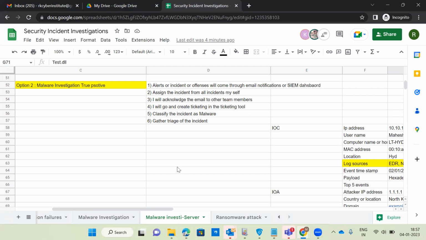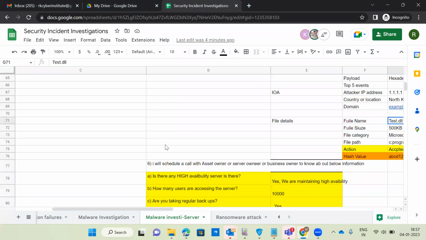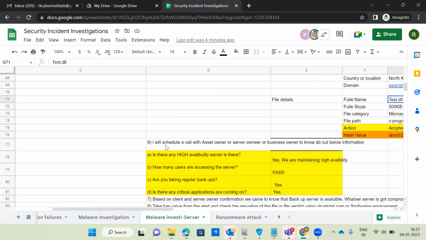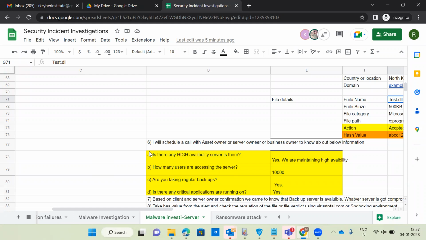Why do we have to explain the server only? Why can't it be an end user system? Anyone? Server will be a critical case, right? It will be impressive. Exactly, that's perfect. The server is critical at the organization level, and it's also business oriented. Being a security analyst doesn't mean we have to think only about security. He has to think about business also. So obviously he will impress.